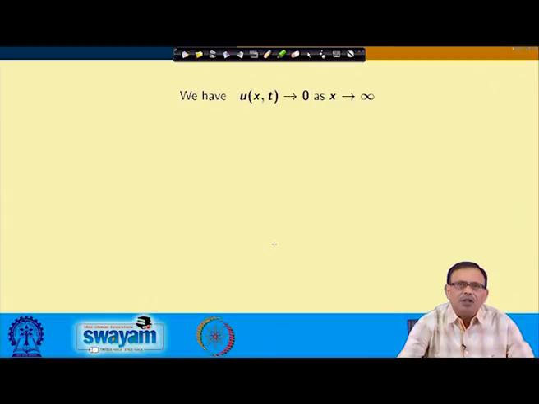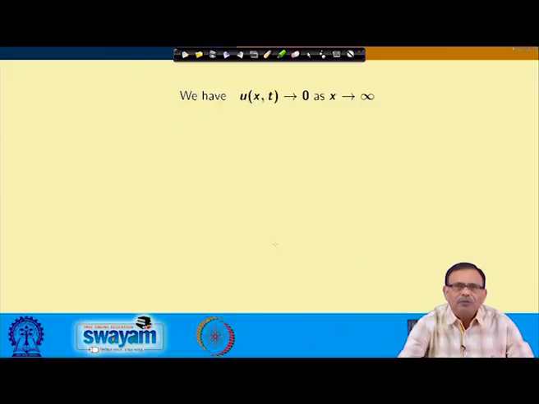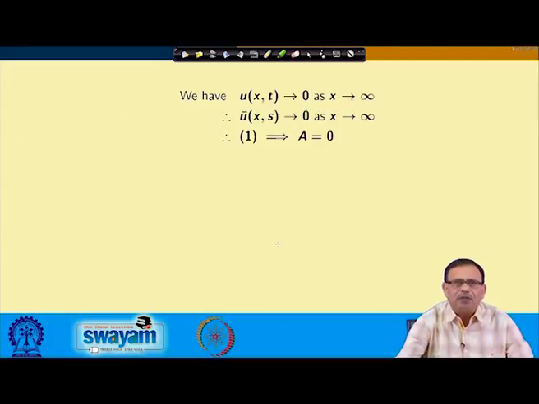So, one condition I know, u(x,t) approaches 0 as x approaches infinity. This was your equation 1. So, once I know u(x,t) approaches 0 as x approaches infinity, therefore ū(x,s) approaches 0 as x approaches infinity. If you substitute in 1, you will find that the second term vanishes, and for the first term then A equals 0, since the exponential term cannot vanish.